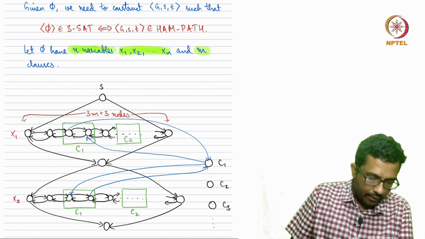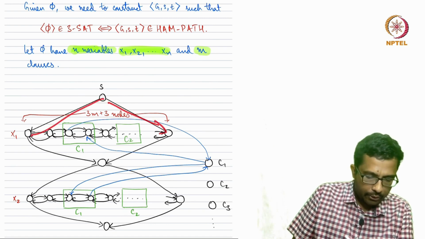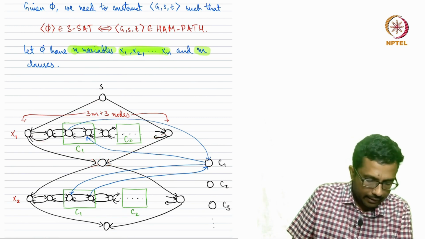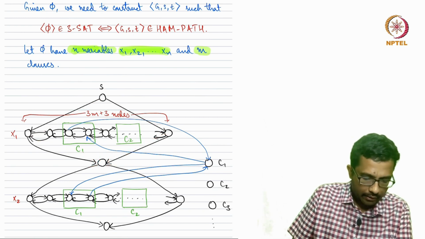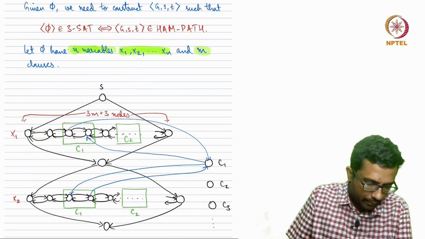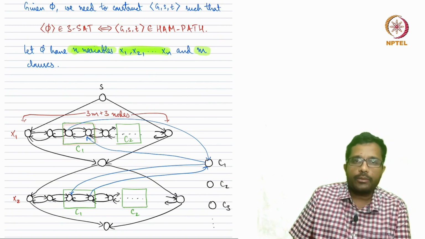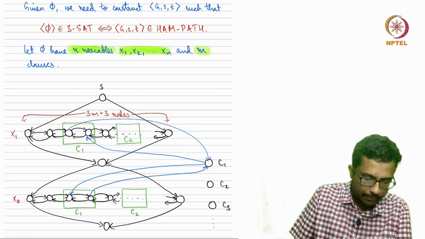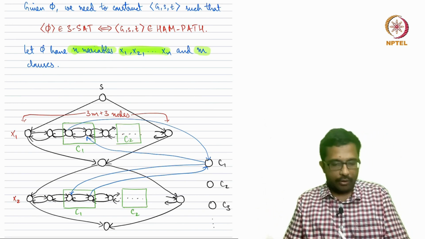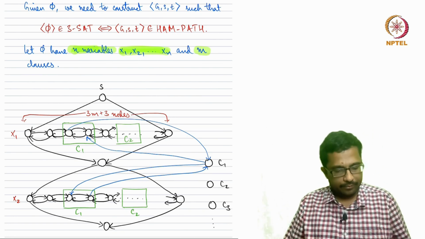So once again we have a diamond starting from s on the top, going down to left and right, and then converging to another vertex, and then there is a series of 3m plus 3 nodes, with a path from left to right as well as right to left. We have identified a correspondence between two vertices and a clause, and then skip another one, then the next two correspond to C2 and so on. For each of the m clauses I have two vertices and they are all separate.